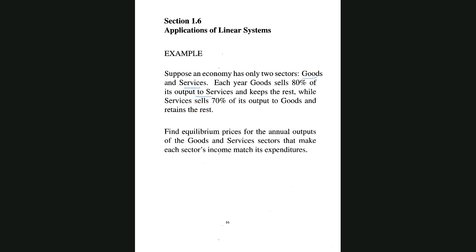So what we want to do is find equilibrium prices for the annual outputs of goods and services sectors that make each sector's income match its expenditures. So we want the economy to be what's called equilibrium.